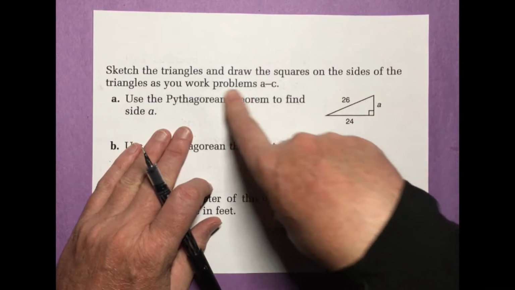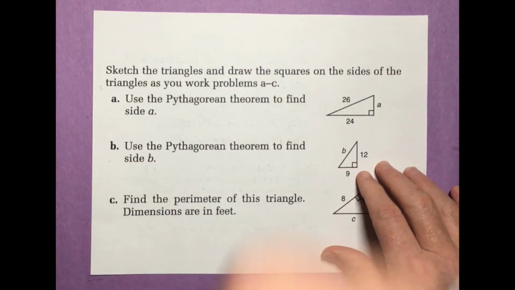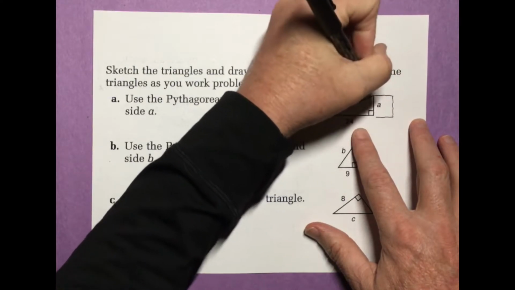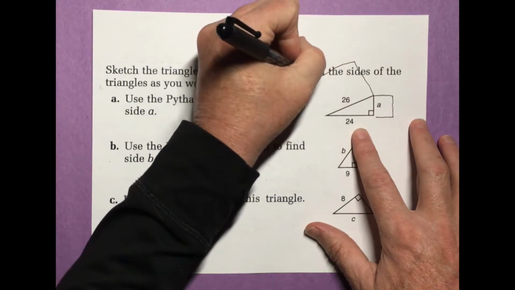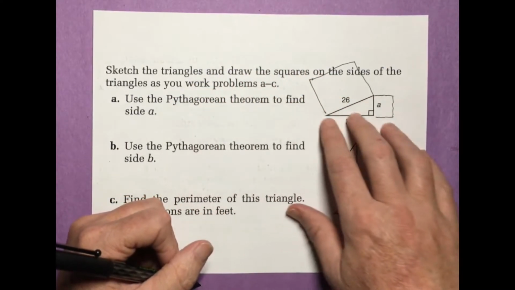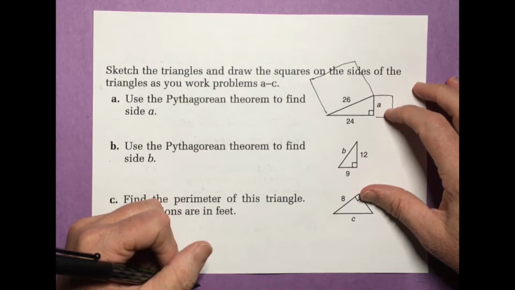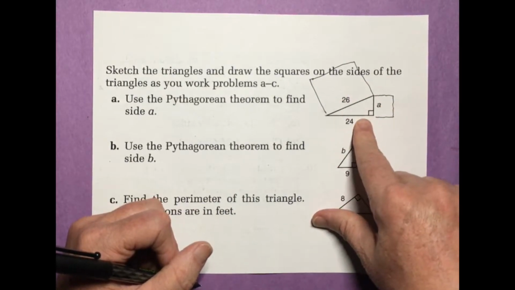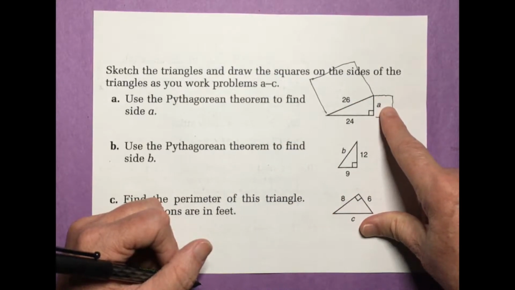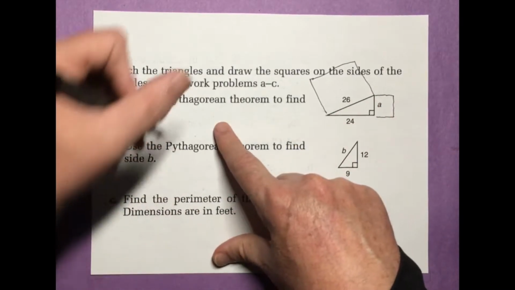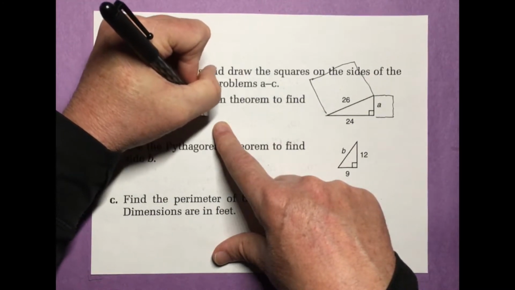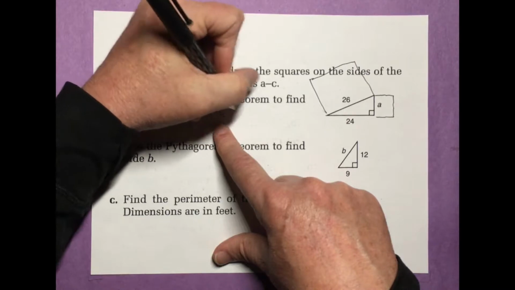Sketch the triangles and draw the squares on the side of the triangles as you work with problems A through C. So they want you to take this and actually draw the squares, like the red squares that I cut out on each side. So you guys can do that. That's fine. But here, we'll just use Pythagoras' theorem to find the missing side. So here we have a right triangle, so we know Pythagorean theorem applies. And the hypotenuse is 26. So here's side A. Here's side B. That's side C.